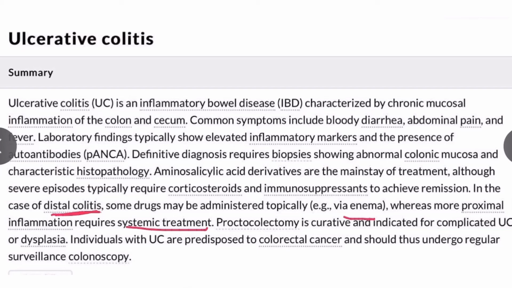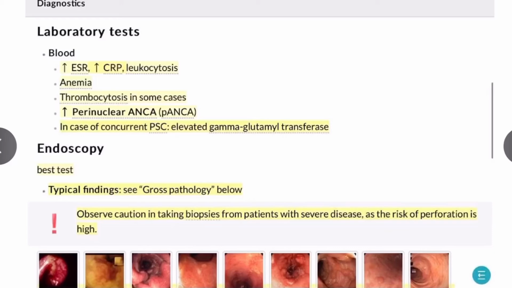Proctocolectomy you can do for the curative. It is indicated for complicated UC or dysplasia. UC means ulcerative colitis. All right, now let me tell you, this is the laboratory test. The ESR will be increased, C-reactive protein will be increased, and leukocytosis will be there.